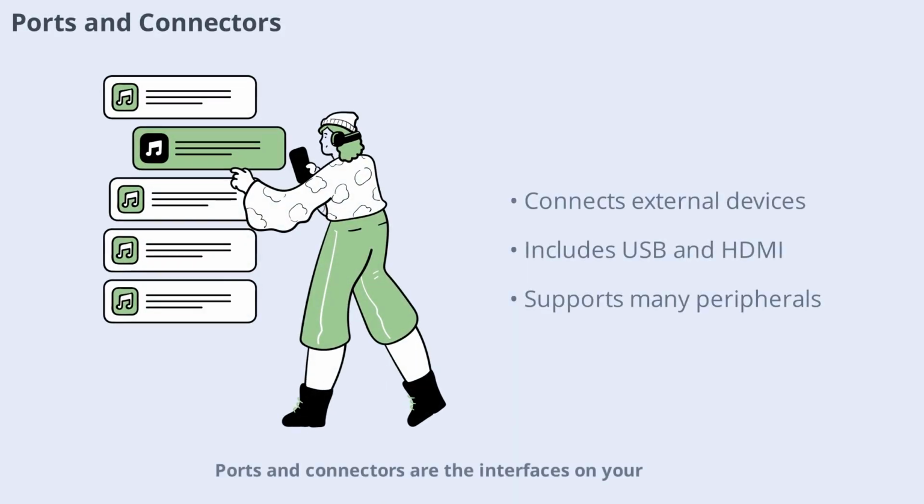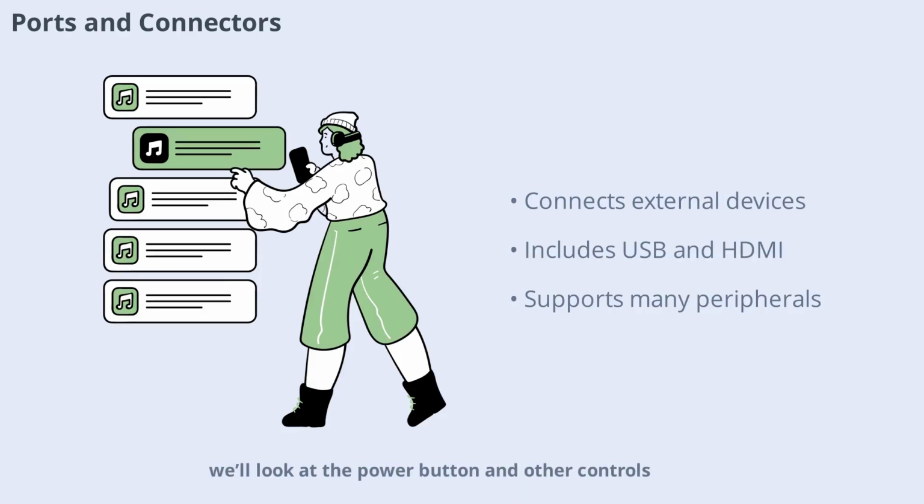Next, let's talk about the ports and connectors that let you attach external devices. Ports and connectors are the interfaces on your computer that allow you to plug in external devices. Common ports include USB, HDMI, audio jacks, and Ethernet. Each port has a specific shape and function, making it easy to connect devices like printers, monitors, and external drives. Having the right ports ensures your computer can work with a variety of peripherals.